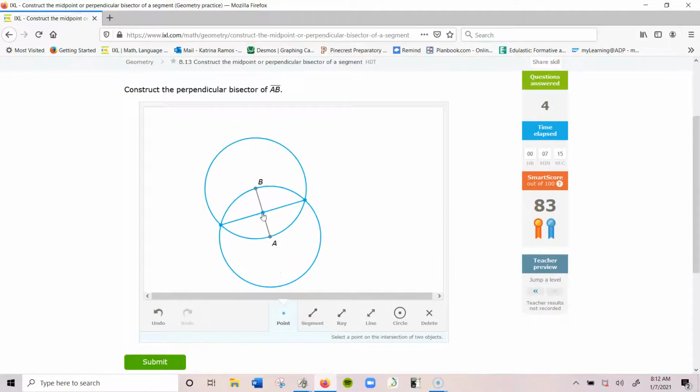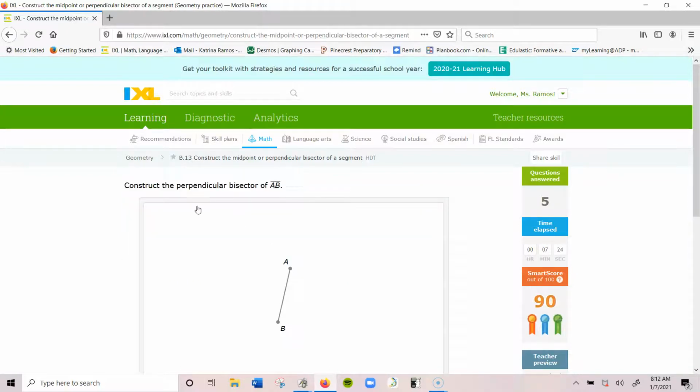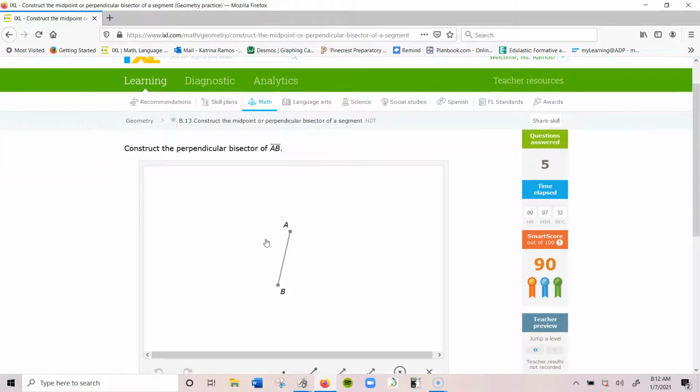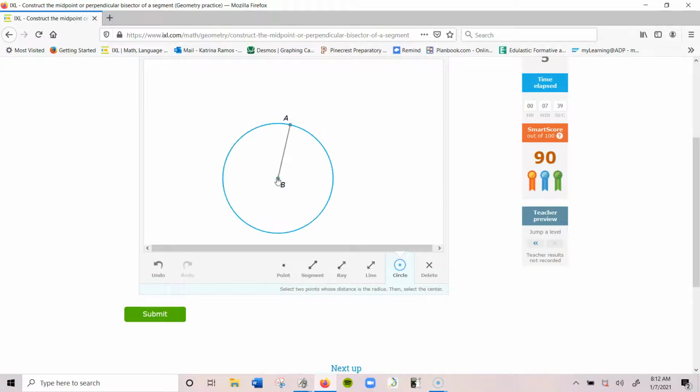Well, it says here to just construct the perpendicular bisector, so we don't need to put the point in the middle. So if it's asking you the perpendicular bisector, you don't have to put the point in the middle. When it's asking you for the midpoint, then you put the point in the middle. So perpendicular bisector, again, we're starting from scratch. Select circle with the radius of AB. Okay, we'll center it at B. Again, another circle, center it at A, and then connect those points of intersection.